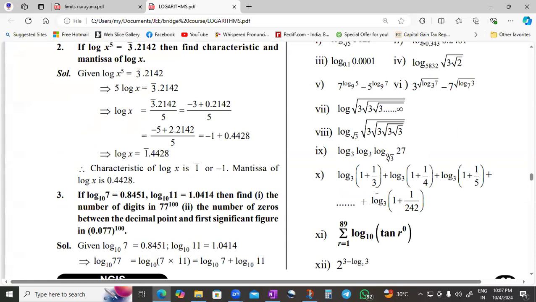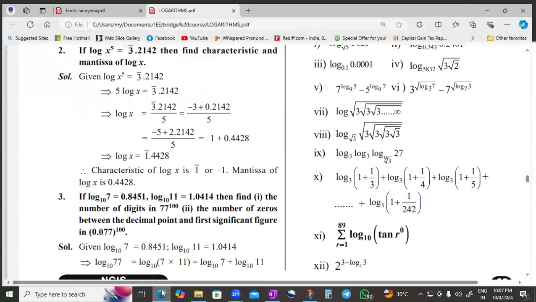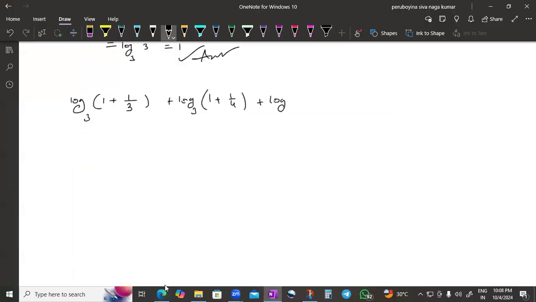And then next. Solve this one: log base 3 of (1 plus 1 by 3), plus log base 3 of (1 plus 1 by 4), plus log base 3 of (1 plus 1 by 5), and so on, plus log of (1 plus 1 by 242) base 3.